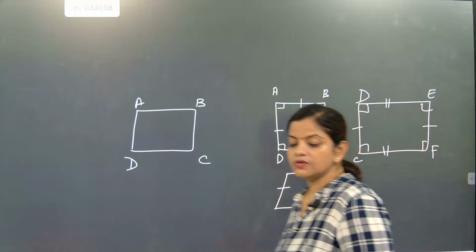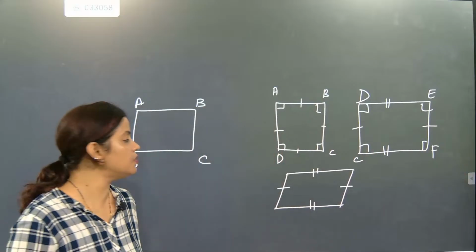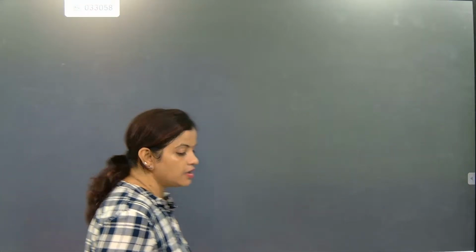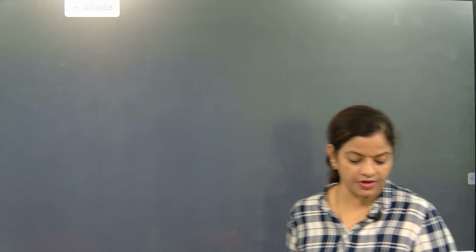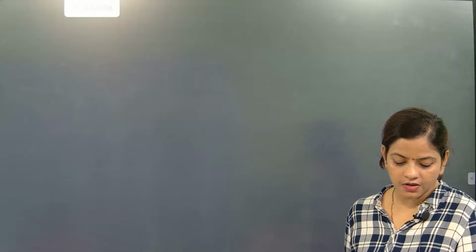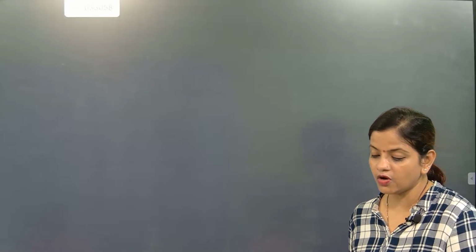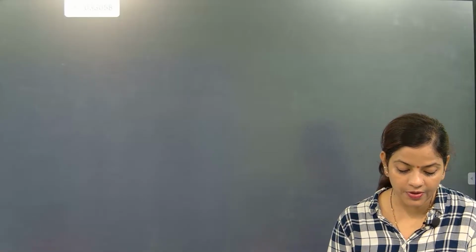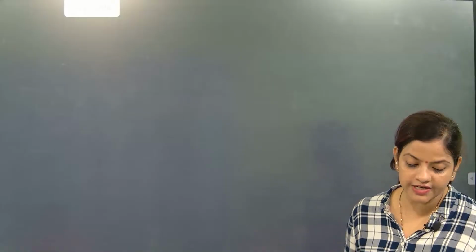Got it? So this is what we need to understand. Now we are going to go to the next one. One by one we will understand the properties. Are you ready for the properties? Okay. Now let's see what properties there are. The first property: in a parallelogram, opposite sides are equal. One by one we will understand the theorems.